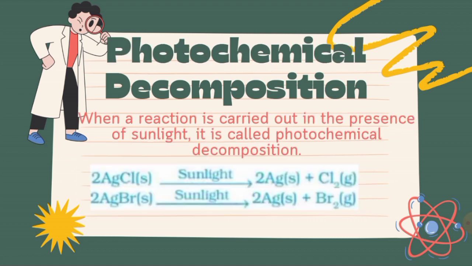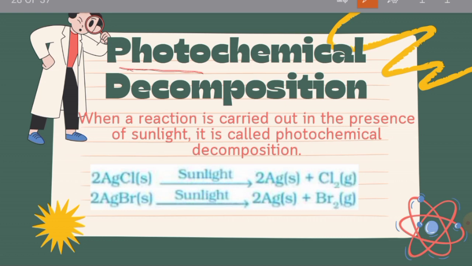Next we have photochemical decomposition. So this is the second type of decomposition reaction. See, photo suggests that this reaction is carried out in the presence of sunlight. Okay, so if you take silver chloride, AgCl, or silver bromide, any of it, and keep it in sunlight, it will become silver plus chlorine. This gas will go out, and here silver plus bromine.